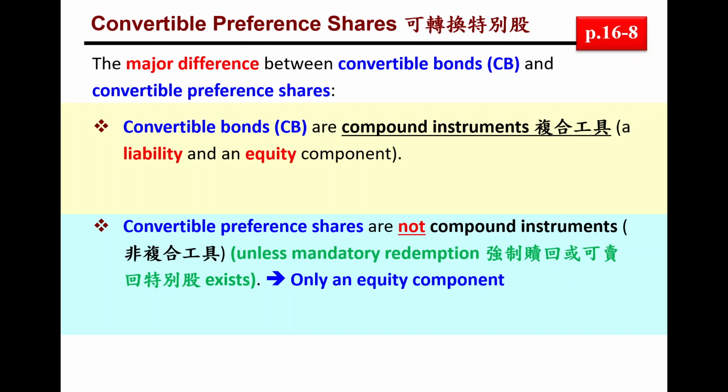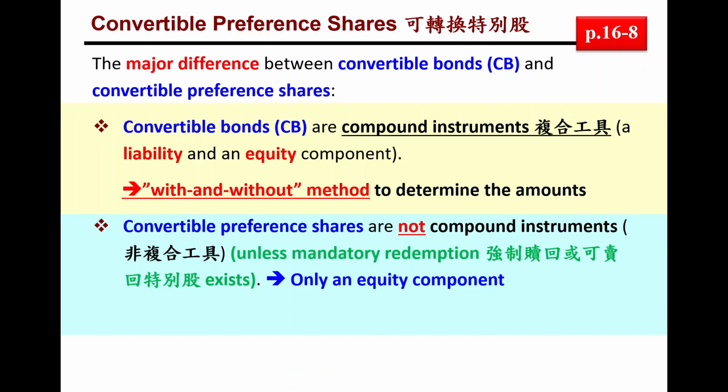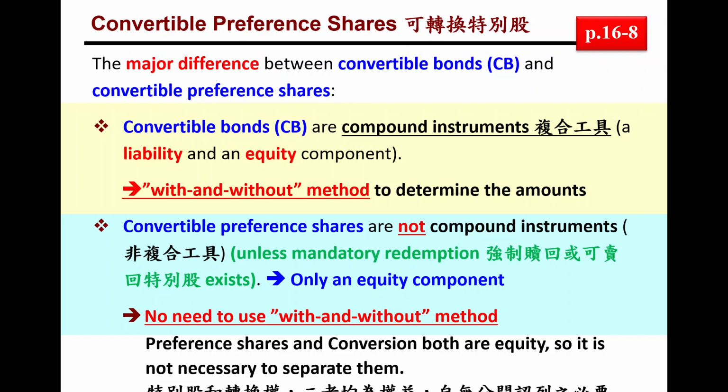When we talk about the CB, it is a compound instrument. Compound instrument, 复合工具, means they have liability and equity at the same time. Since they have both at the same time, that's why in accounting we need the with and without method, to figure out how much is for debt and how much for equity. But convertible preference shares have only equity. Equity plus equity is equity. So it's easier for accounting. We don't need the with and without method. We don't need to separate that. We just put it into one amount. Any questions? No problem.